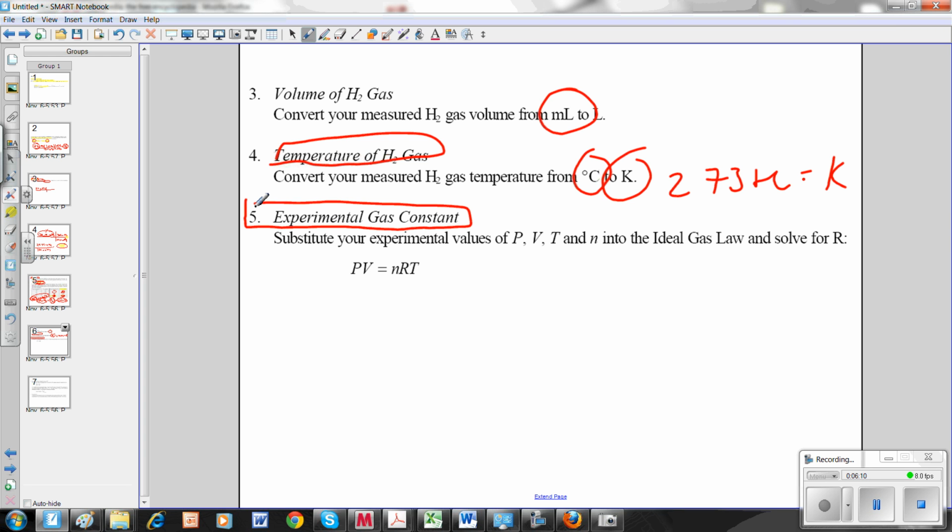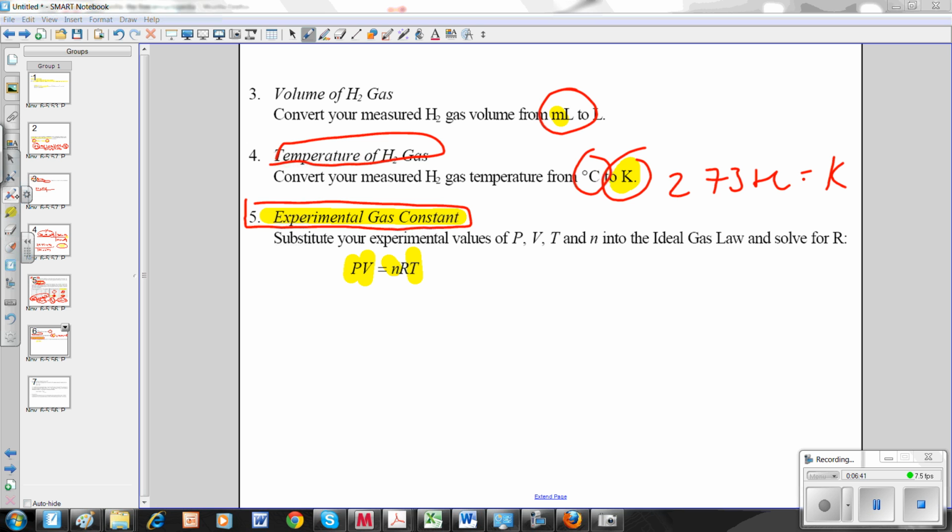The first one is the experimental gas constant R. If you have these four values: pressure, which you just figured out in part 2, the volume of the gas that you just changed to liters, temperature, which you just solved right here in Kelvin, and N, moles of hydrogen gas, which you got from the stoichiometry part of it. You plug all those in, and mathematically you could solve for the remaining variable.